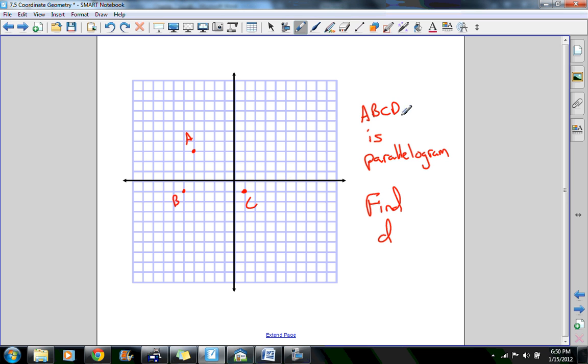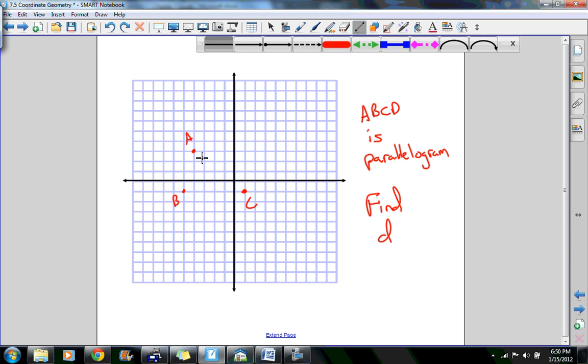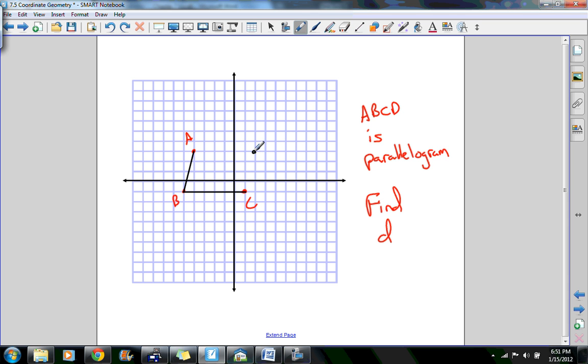So ABCD is a parallelogram. So we're looking for D, and we have to figure it out. I'm just going to connect all the points first. And the thing we know is that D has to maintain a parallel side with AB. So that means that from B to A, we go up 1, 2, 3, 4, and over 1. So up to D, we have to go up 1, 2, 3, 4, and we have to go over 1. So D has to be right there.